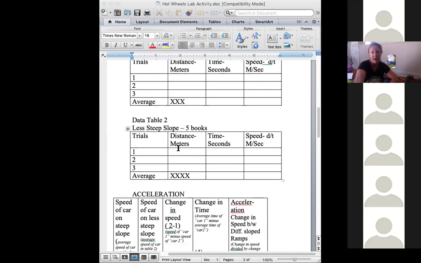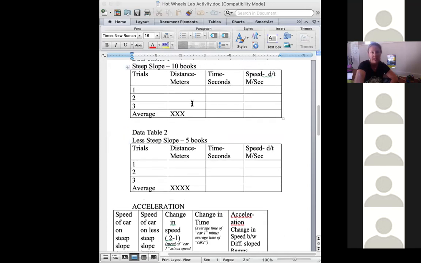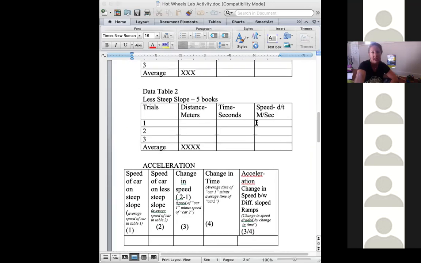And if you are not participating, or if you want to use my data, I'm going to be doing it today, and we're going to collect this data. Where it says speed on these 2 data tables, this is where you're going to have to calculate speed, distance versus time, or I'm sorry, distance divided by time. And so that's why you need a calculator today.